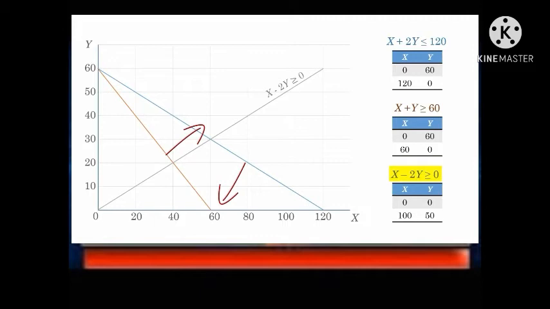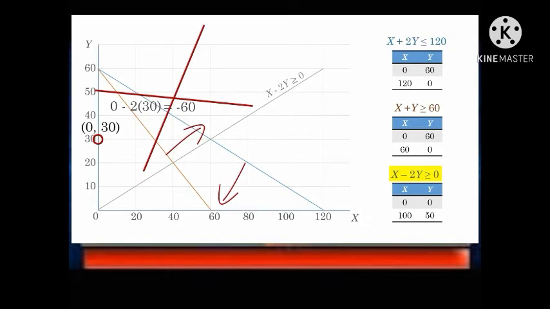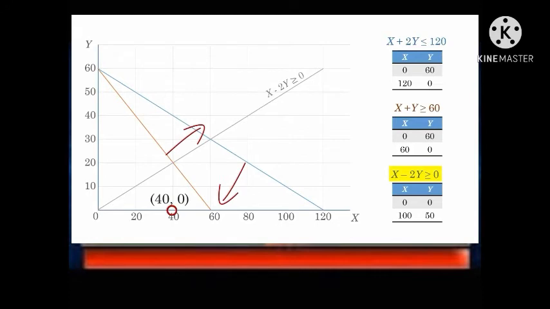I will suggest choosing a test point on either side of a line and then testing to see if that point satisfies the given constraint. Let's take this point (0, 30) for example. Putting it in the left side of the constraint gives negative 60, which is not greater than 0. In other words, the constraint is not satisfied in that direction. Just to confirm that it is satisfied in the opposite direction, let's try this point (40, 0). Substituting (40, 0) gives 40 on the left side, which is clearly greater than 0. So the third constraint is satisfied in this direction here.